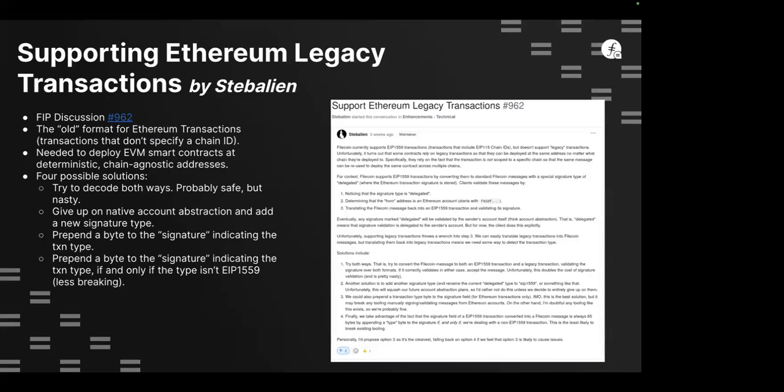The final option here is to prepend this byte if and only if the signature type isn't EIP 1559. That basically means that the existing transactions will stay exactly the same. We're not going to break anything that currently exists. We will just add a new way to translate legacy transactions into Filecoin messages by adding this additional byte in that one case. I know this is all really complicated and probably requires some context.